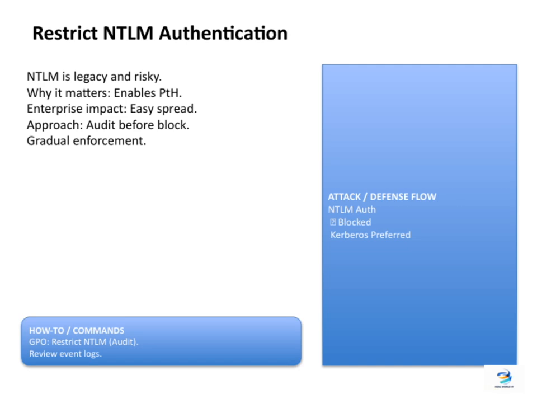Now, moving on to the how-to, or commands section, it's important to start by configuring group policy to restrict NTLM, specifically by auditing its use first. You want to review event logs to see where NTLM is still being used.